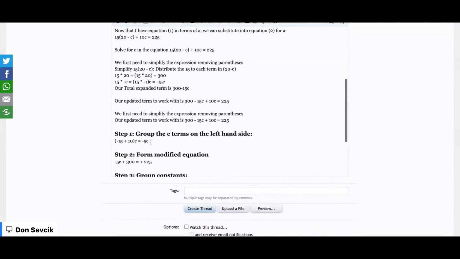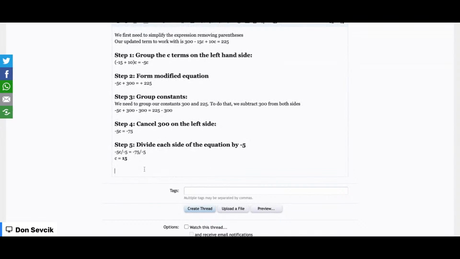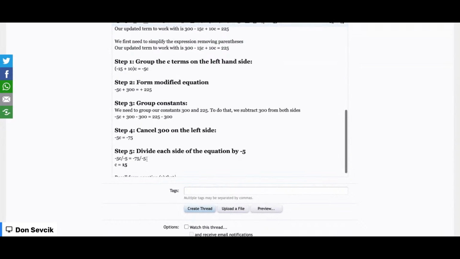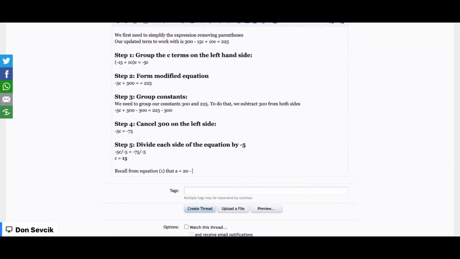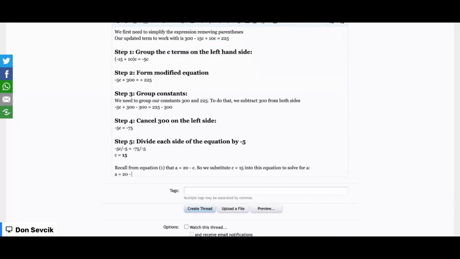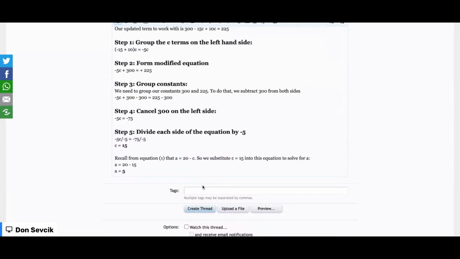So now, let's do this. Recall from equation 1 that A equals 20 minus C. So we substitute C equal to 15 into this equation to solve for A. A equals 20 minus C, which is 15, so A equals 5. Boom, we have our two answers.